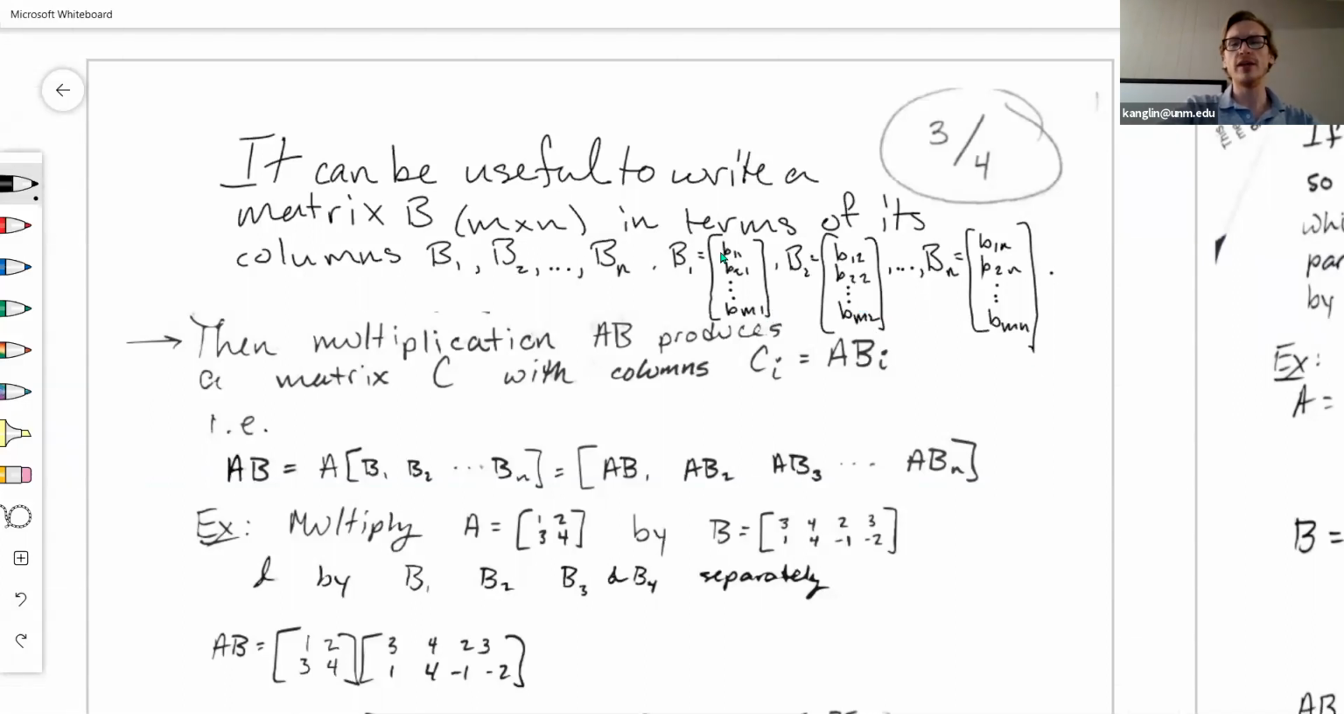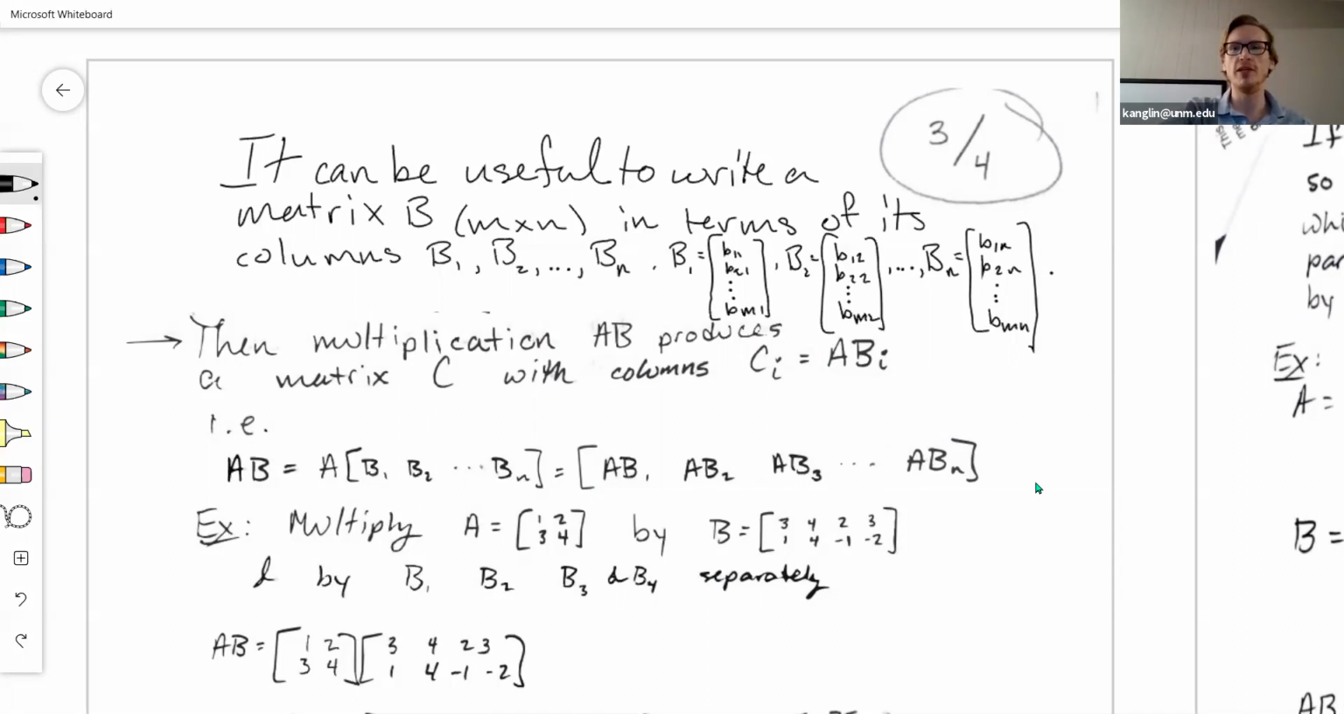So if we think of B that way, then multiplication AB, a matrix A times B, really produces a resulting product matrix C, with columns Ci equal to A times the ith column of B, right? We're saying if I multiply A times B, the ith column of that result is just matrix A times the ith column of B. This is really nice. It gives us an easy way to break down some of these complicated multiplications.